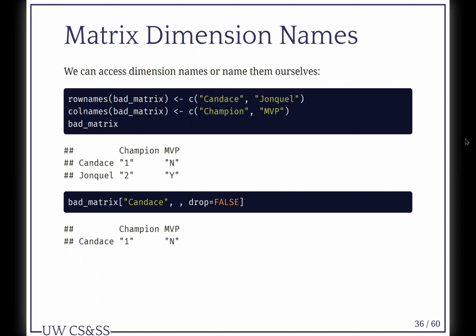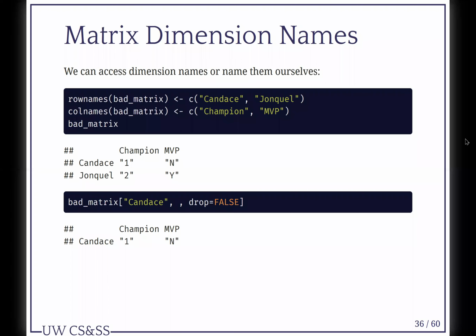Matrices can take dimension names just like our vectors could take names. We can access dimension names or name them ourselves. We use row names to provide row names to our matrix. So here I've assigned it Candace and Jonquel, and we have column names that we can assign as champion and MVP. And now our bad matrix is 2 by 2 with our columns named and our rows named.